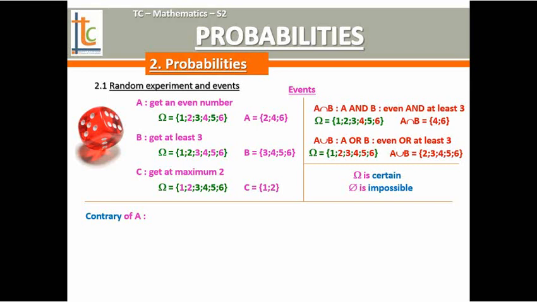This time you can define the contrary of the event A, that is not A, of course. And not A means here 1, 3, 5. So it's not an even result, it's an odd result. So by definition, A bar is everything but A, and in our example, get an odd number.